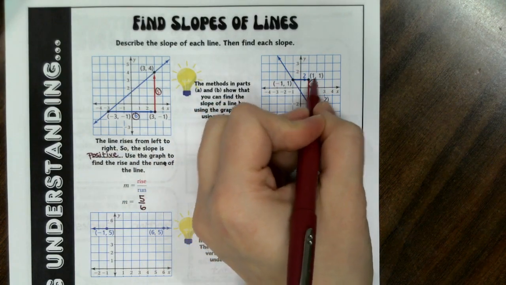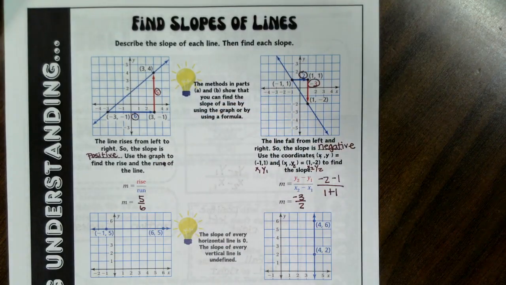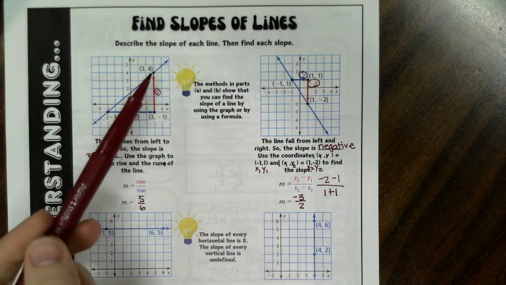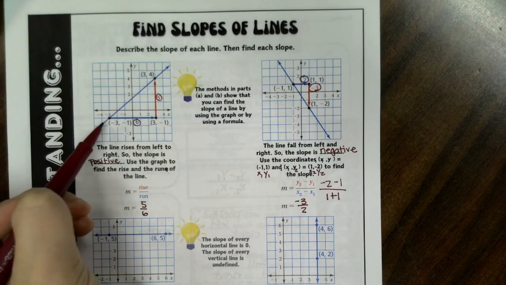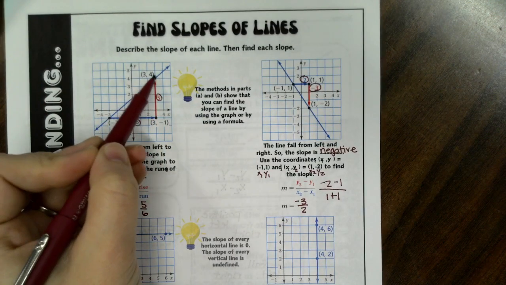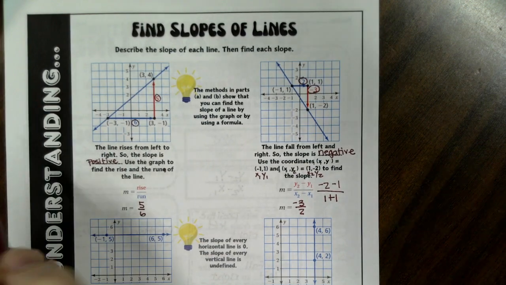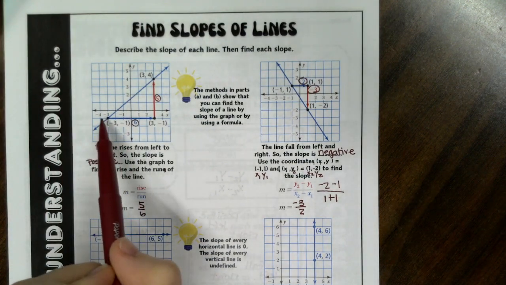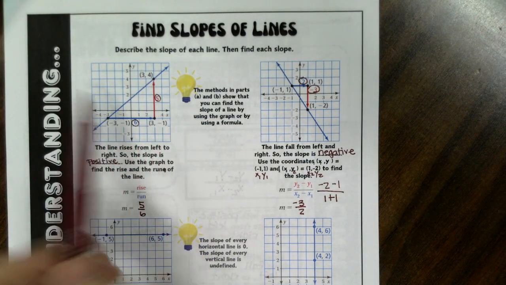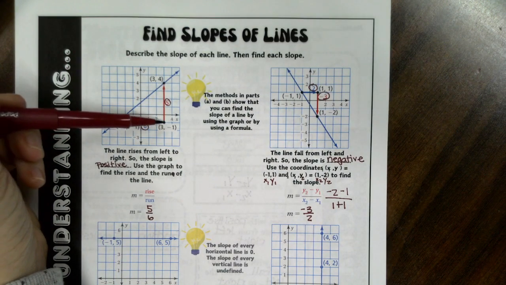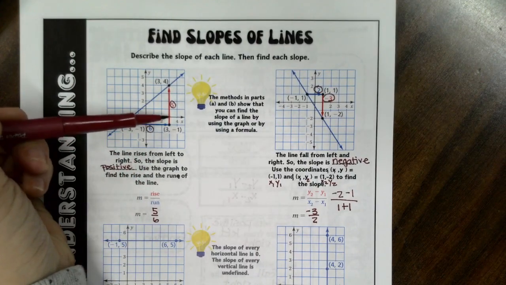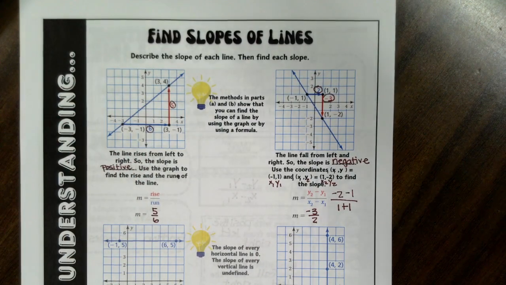Here's my -3, and here's my 2. Okay, so the methods in these parts show that you can find the slope of the line by using the graph. So if I take 2 points that sit perfectly on the line, and then I make my triangle, essentially just like we did with the Pythagorean theorem, then I will be able to find my rise and run because I go count over 1, 2, 3, 4, 5, 6, and that's where I got my 6, up 1, 2, 3, 4, 5, and that's how I got my 5.